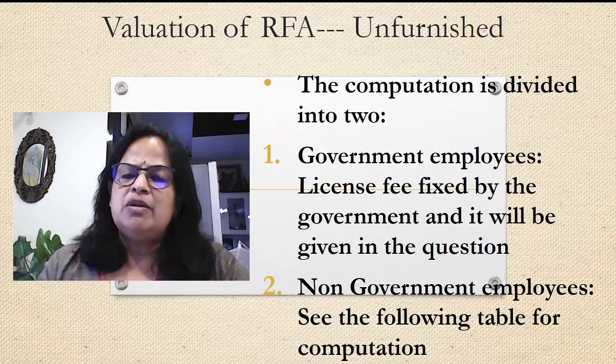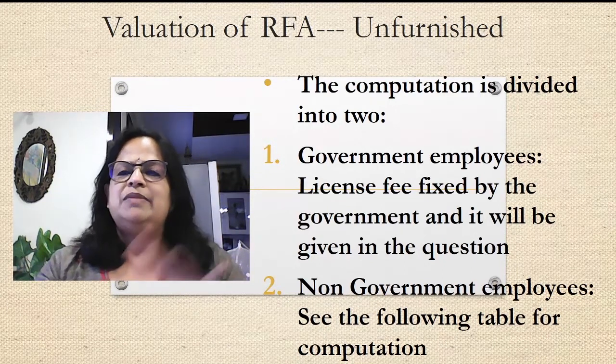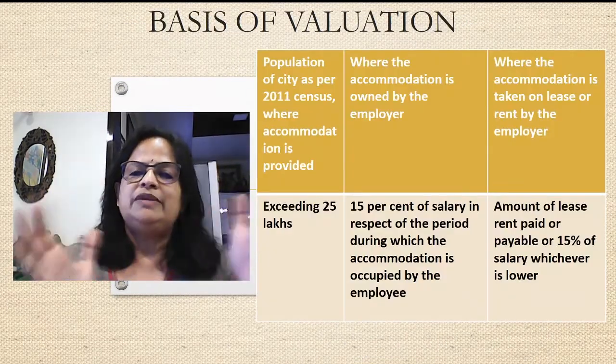Second one is non-government employees, meaning we are basing the computation on the table. I told you it's divided into 3 cities.